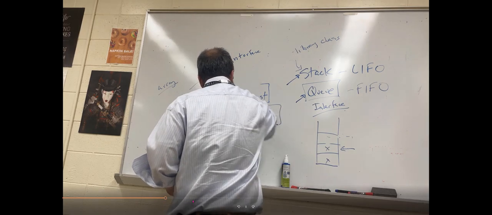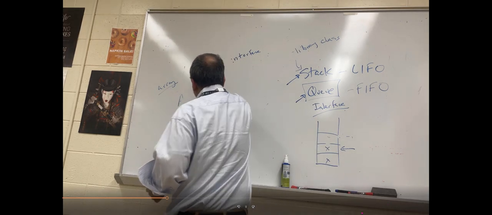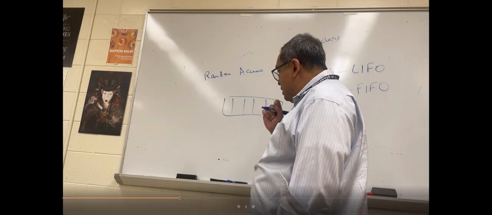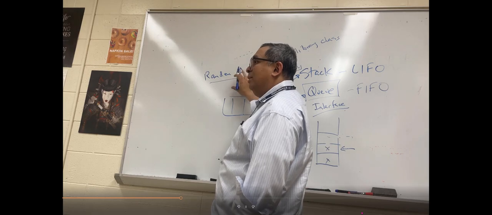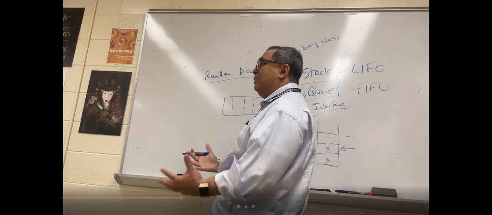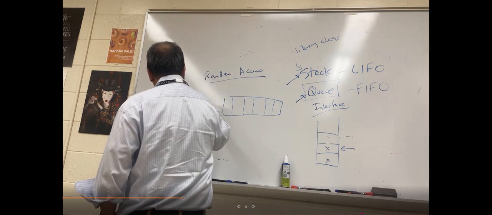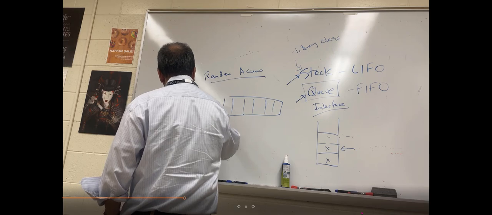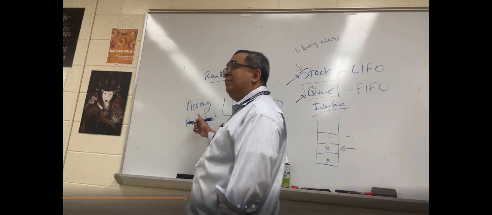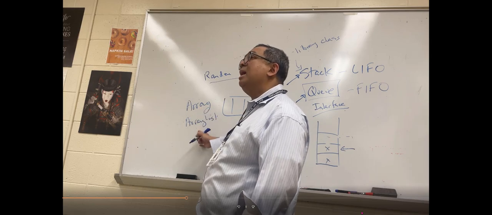Before we get to linked lists, I need to review another topic with you called random access. I need you to understand what random access is and why it's so powerful and why it's the entire secret to the speed behind an array and also behind an array list. Remember, array lists are essentially built on top of arrays. You don't see the array inside the array list, but that's really what's going on inside.